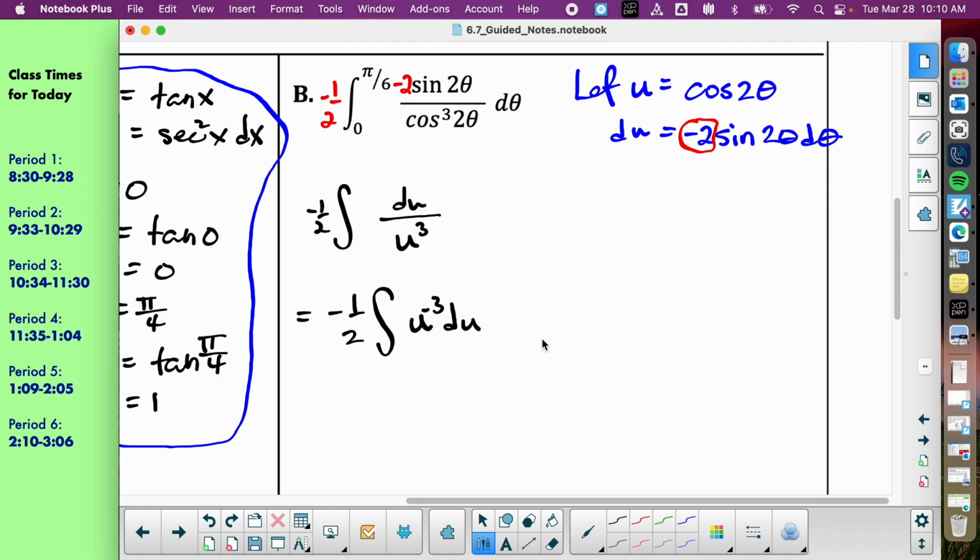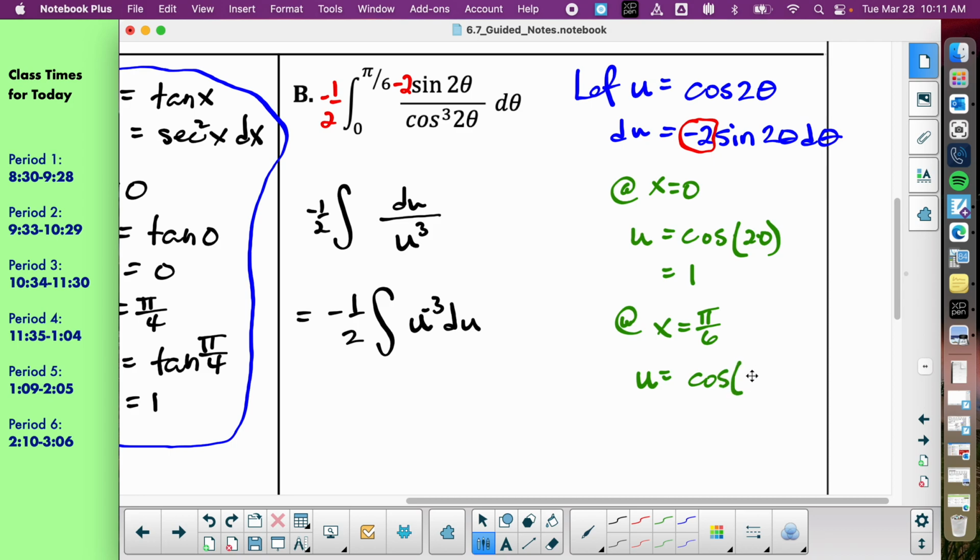So then you just plug in cosine for the u. Good. So we'll do 0 first, I guess. And so then it would be cosine of 2 times 0, which is 1. Correct. Nice. And so then we would have cosine of 2 times pi over 6, which would be pi thirds.